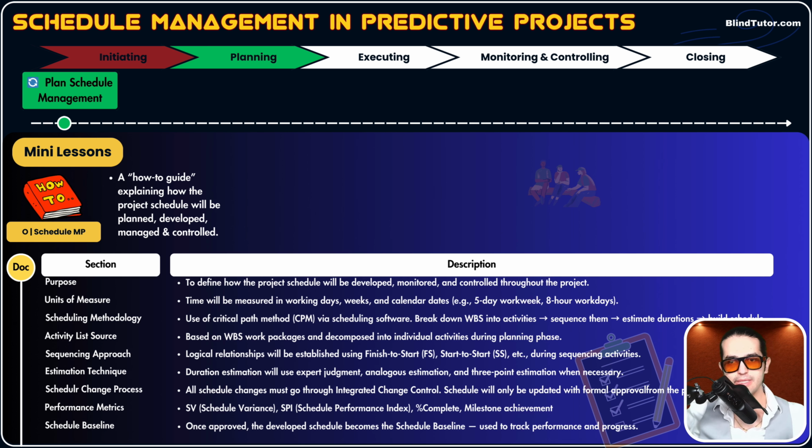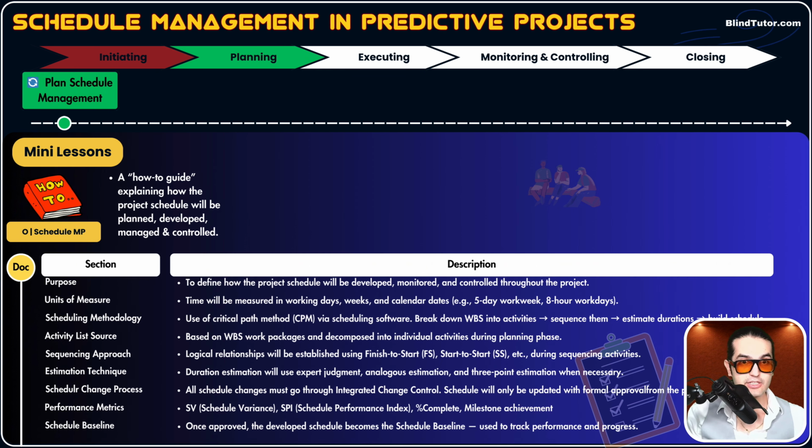We use, for example, FS or SS or other approaches. All of these are covered in sequence processes, okay? Don't worry. And what's estimation technique? For example, we use analogous estimating or 3-point estimating to estimate duration of each activity. What's schedule change process? All the schedule changes must go through integrated change control process. So all schedule related changes need to go through formal channels.